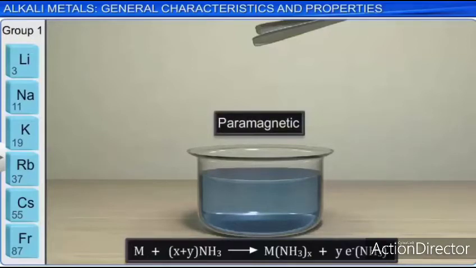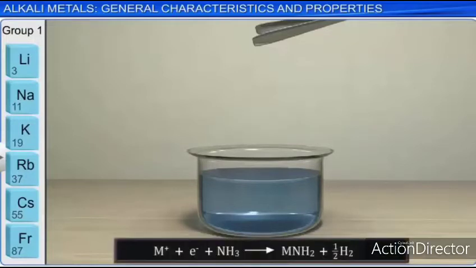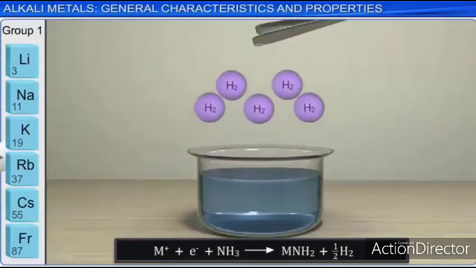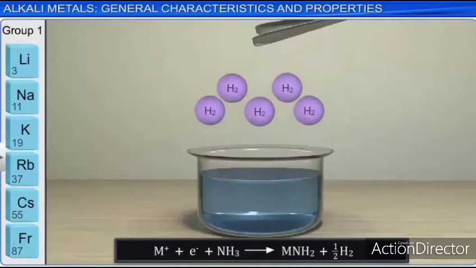When allowed to stand, the solutions slowly release hydrogen gas as amides are formed, as shown in the reaction. When concentrated, these solutions turn a bronze color and become diamagnetic.